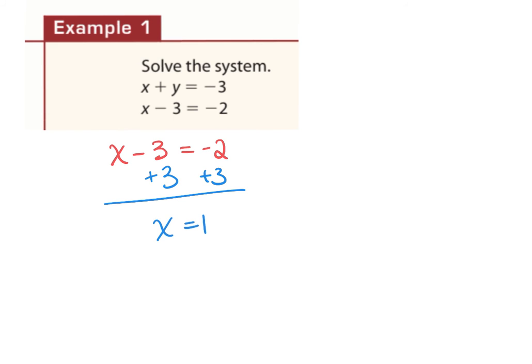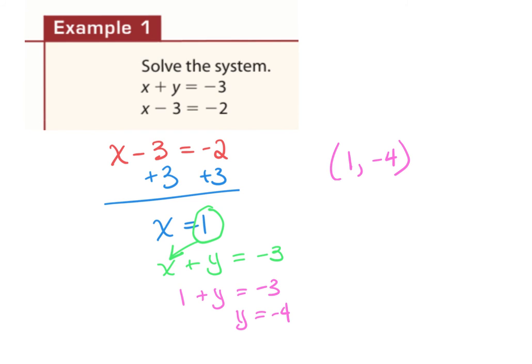Like, I've already solved for one variable. I didn't have to eliminate anything. And once I know a variable, technically I am using substitution. I'm going to take that and replace it in this equation for the variable that it is equal to. 1 plus y equals -3, subtract 1, y equals -4. And so my answer here is 1, -4.